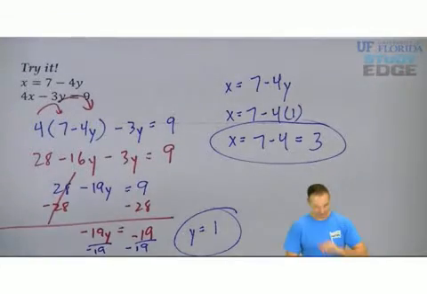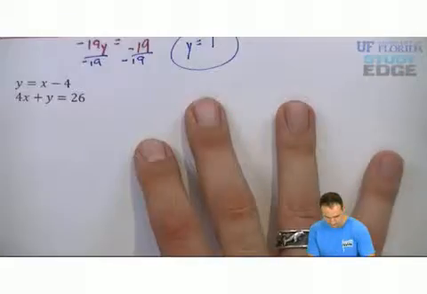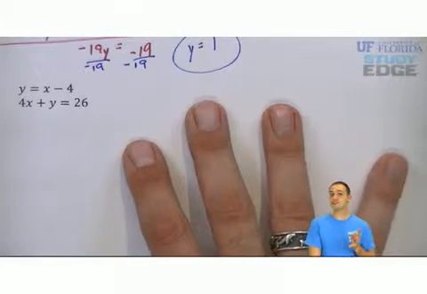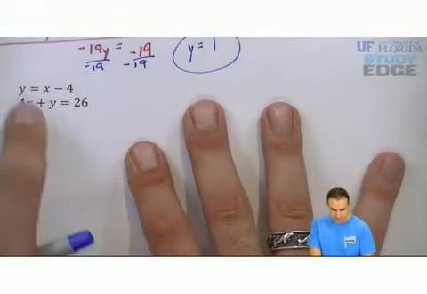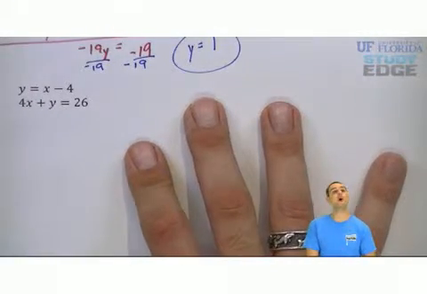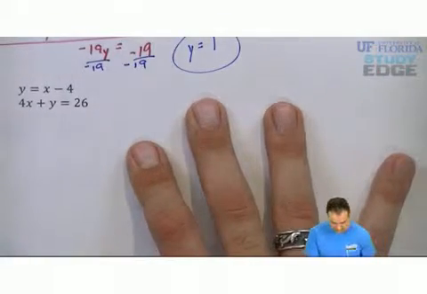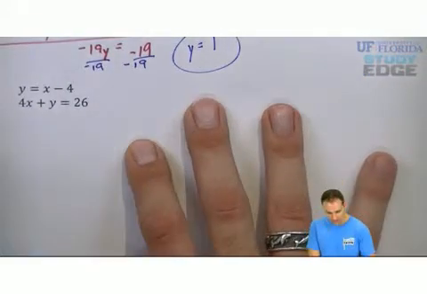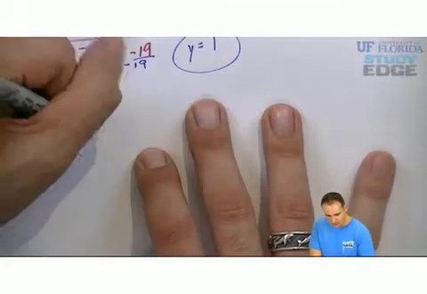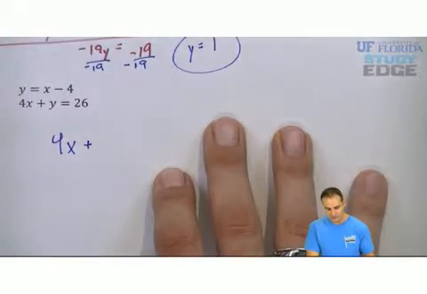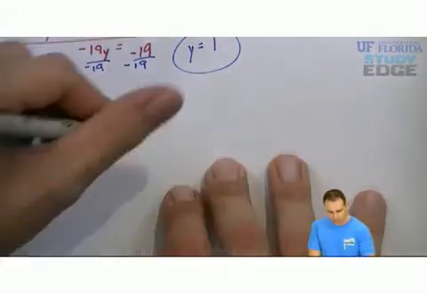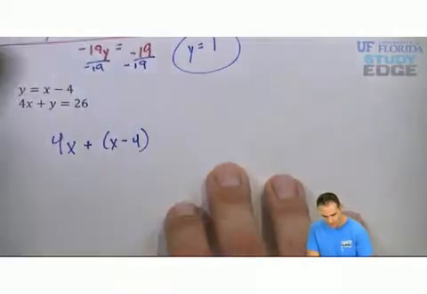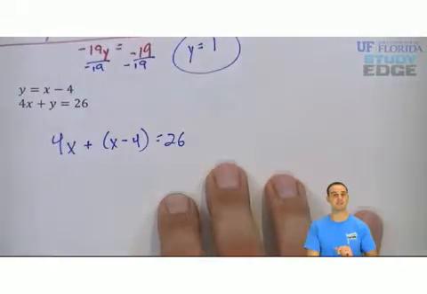Let's do one more. This one's nice also, because look, it already has one of the equations solved for one variable with a coefficient of 1. Y equals x minus 4. Substitute that into the other equation. 4x plus y, which is equal to x minus 4, equals 26.